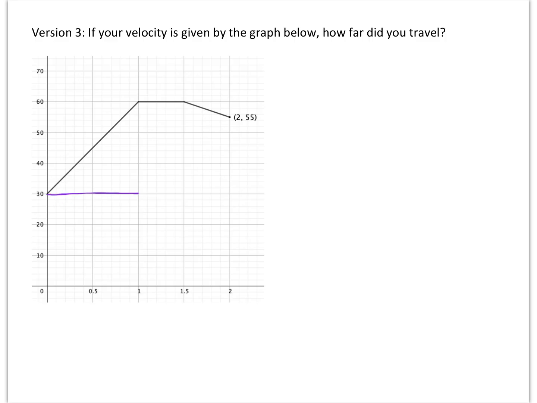And if I had gone 30, 1 times 30 is the area underneath that curve. It's the area of that rectangle. And if I went 60, 1 times 60 is the area underneath the height of 60. It's the area of that rectangle. So the area underneath the curve tells me distance traveled. So area under the curve equals distance traveled.